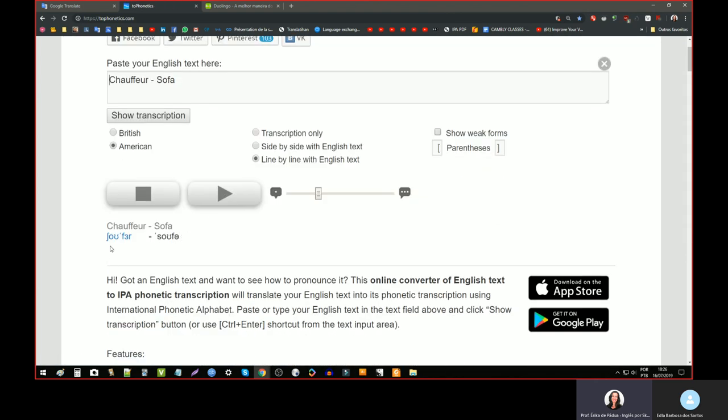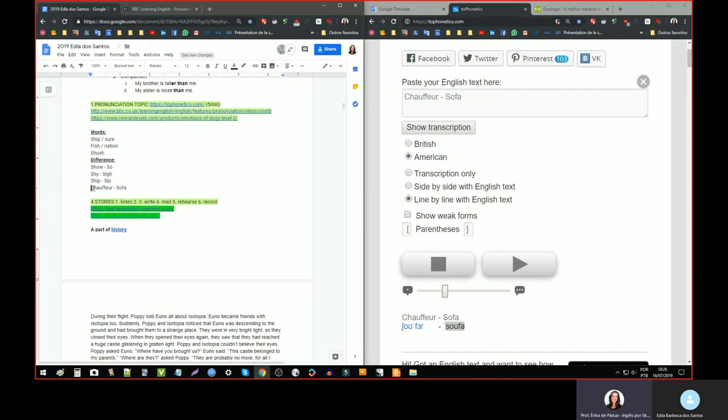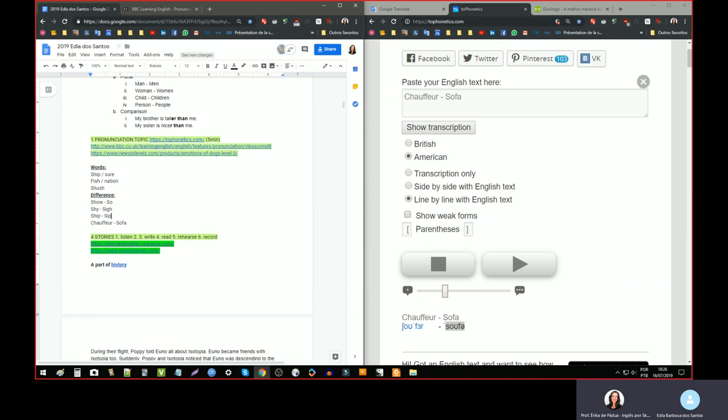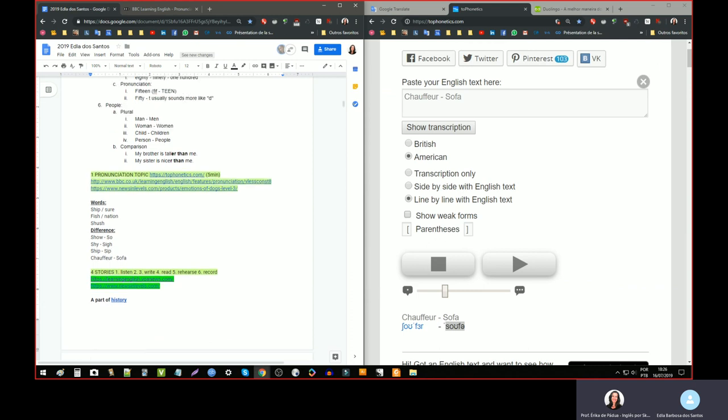It's not. In American English, it's chauffeur with the R at the end. Actually, there are two ways to pronounce it. You can say chauffeur or chauffeur. Okay, there are these two ways. And this one is still sofa, same thing. So in British English, this is chauffeur. Okay. Comments, questions, problems? No, that's okay. Very nice.